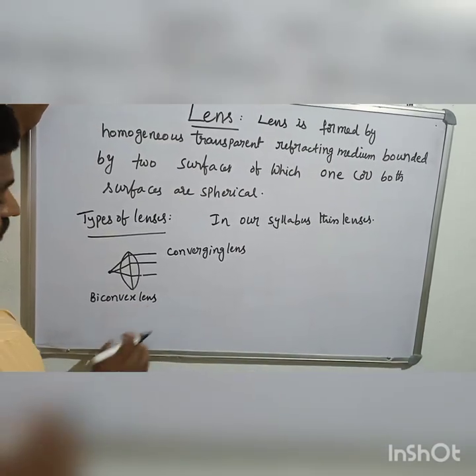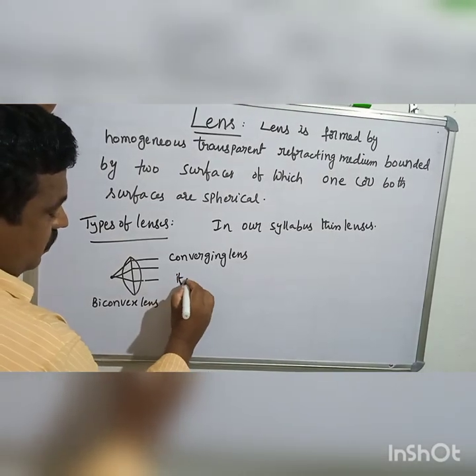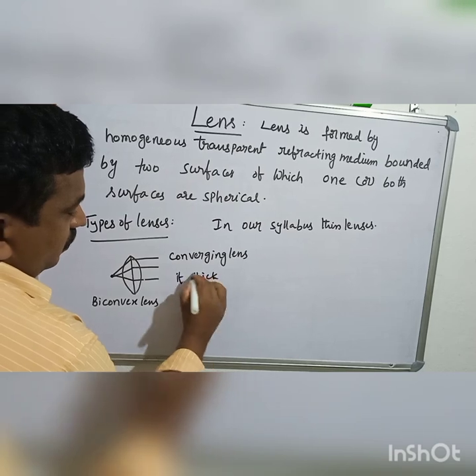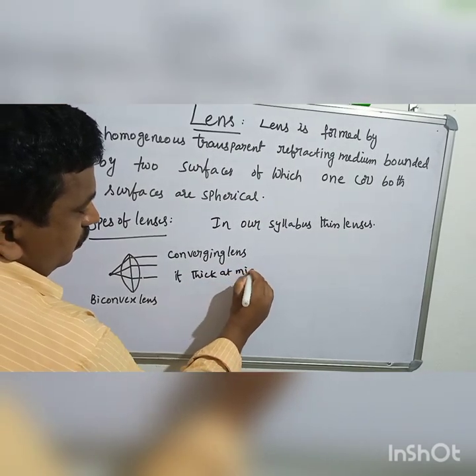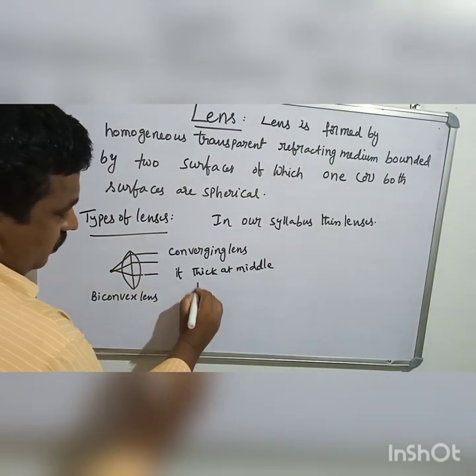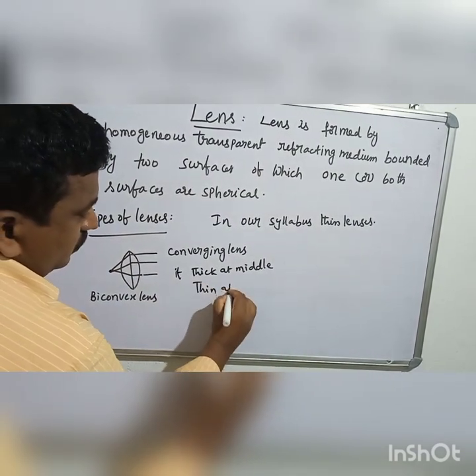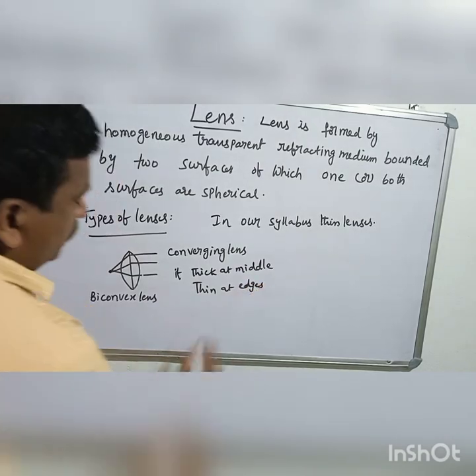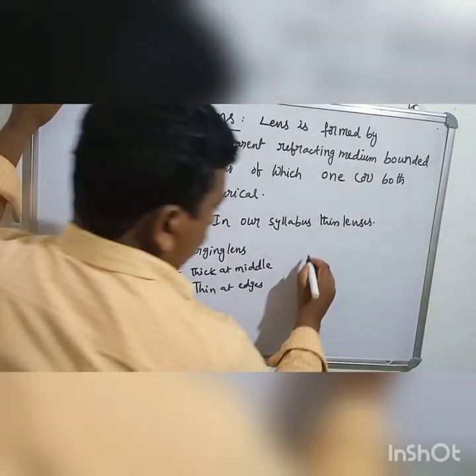See, the biconvex lens is thick at the middle and thin at the edges. This is the biconvex lens.